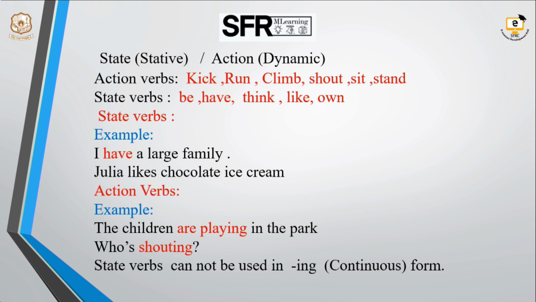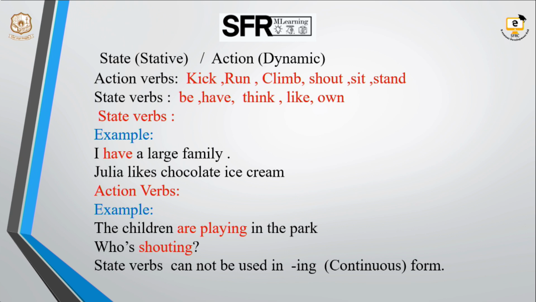The difference is that action verbs express physical activities or processes. For example, verbs like kick, shout, run, climb, stand, sit and grow. All of these show us physical activities. But a state verb is a verb that expresses a situation. For example, verbs like be, have, think, like and own.